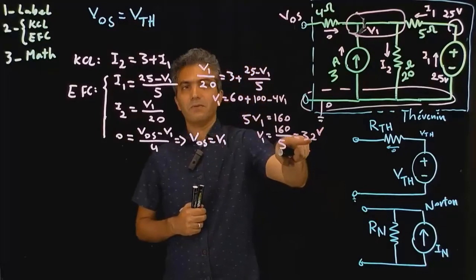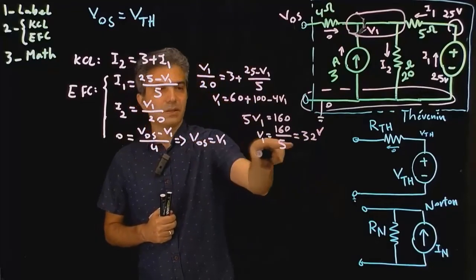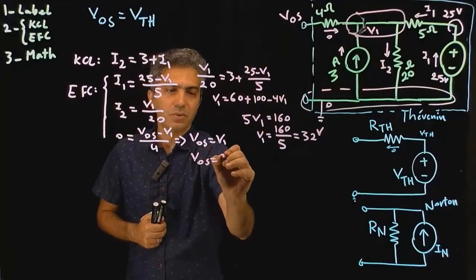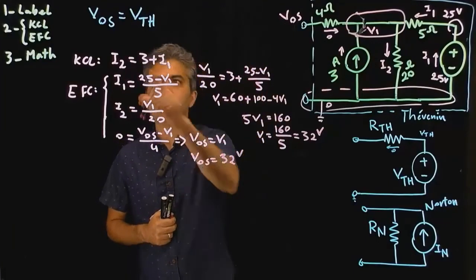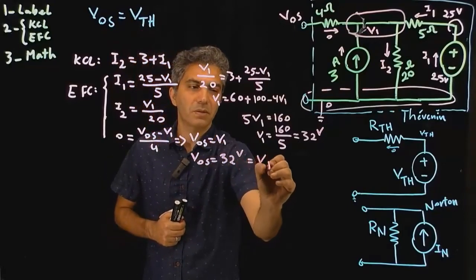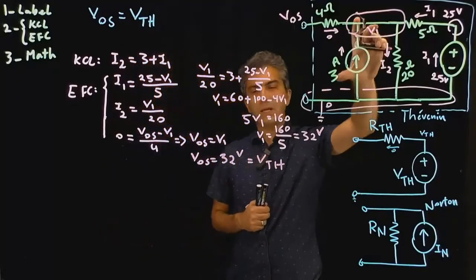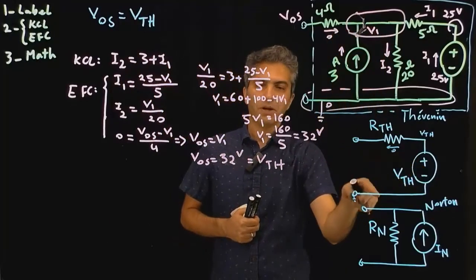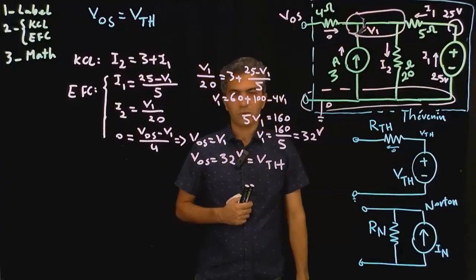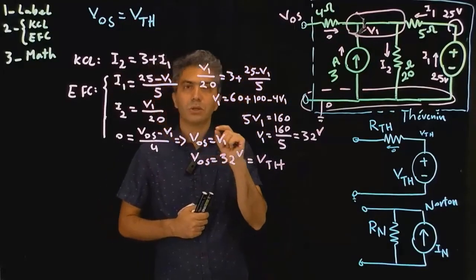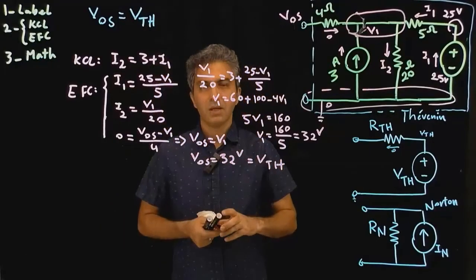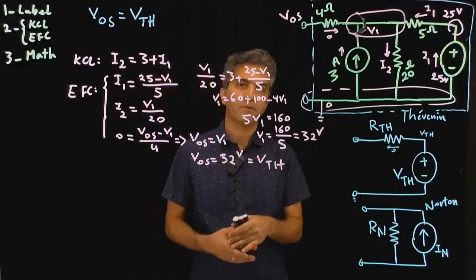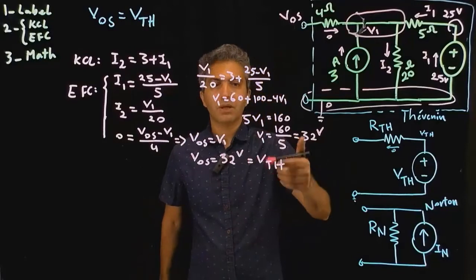Now as soon as you have V1, knowing that V open circuit is the same as V1, that gives you V open circuit equal to 32 volts, which then gives you the Thevenin voltage. So if we claim that these two circuits are equivalent to each other, the V Thevenin for the simplified model has to be equal to 32 volts. Now again, let's go through the reason for that, because once you know the reason, it's less likely for you to forget this, because this becomes intuitive.